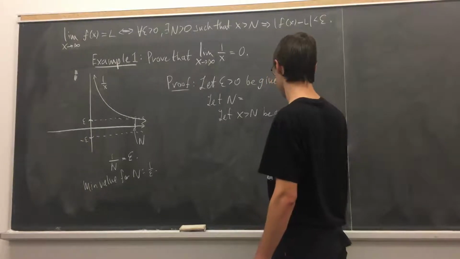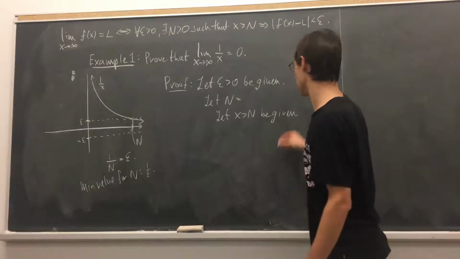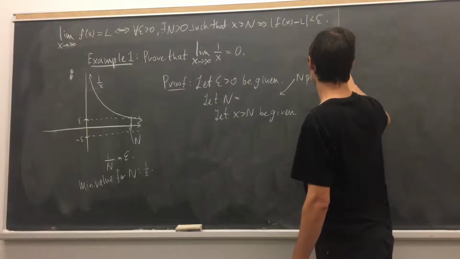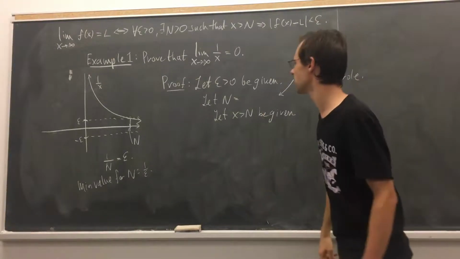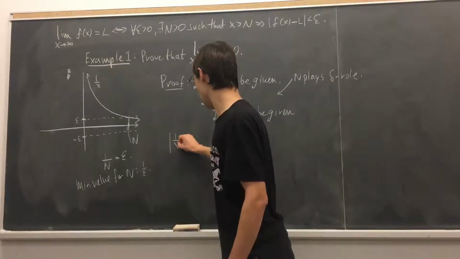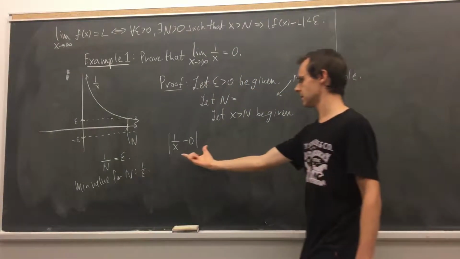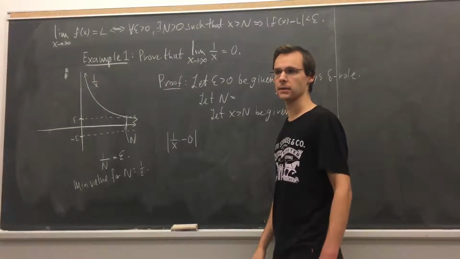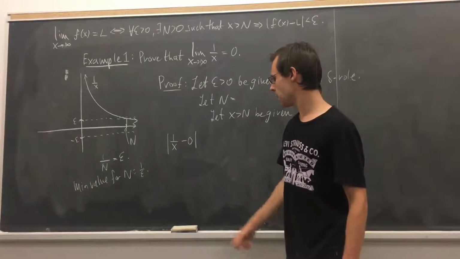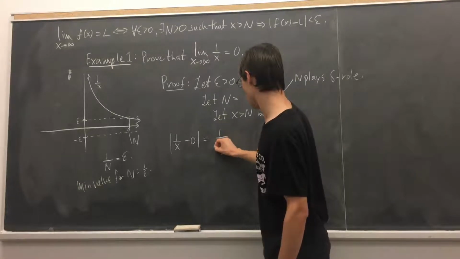Okay? So same 3 lines that we're used to seeing from finite limits. N in this case is playing the role of delta. So N plays the delta role. All right, let's keep going. We want to bound the absolute value of 1 over x minus 0. We want to do some algebra and then show that this thing is going to be less than epsilon at the end. Okay, so the first thing we can do is clean it up a bit. The 0 doesn't make any difference. And now we have an absolute value of 1 over x. Okay, so 1 over abs x.